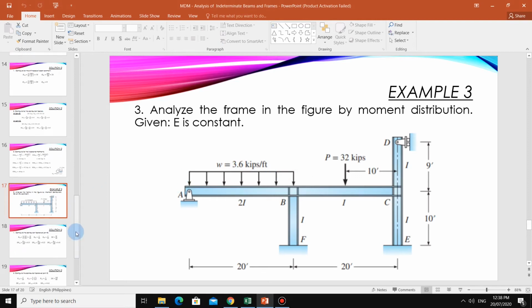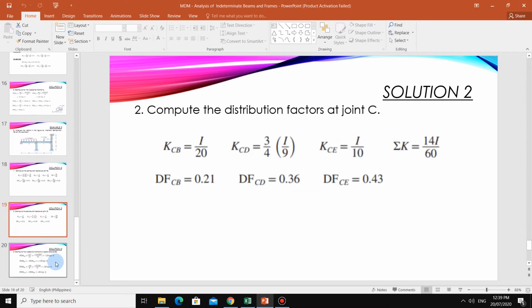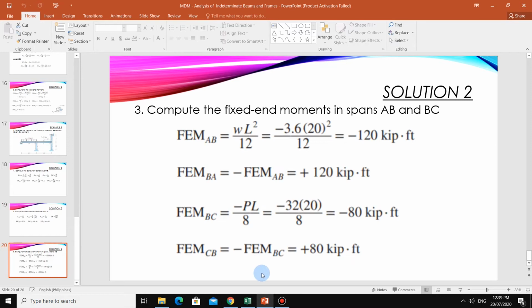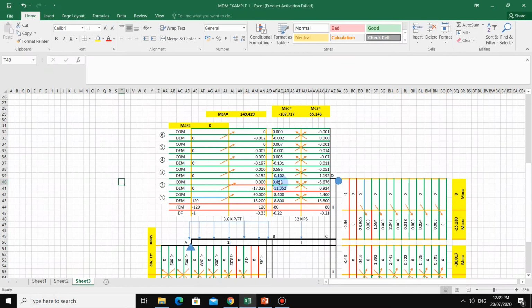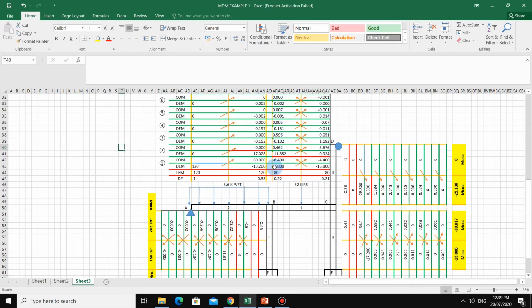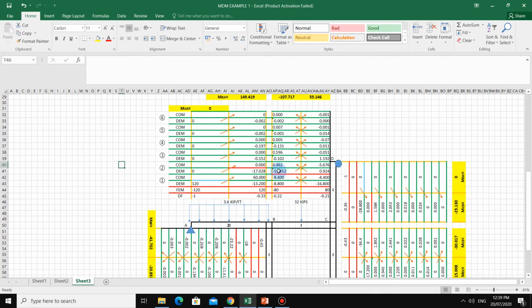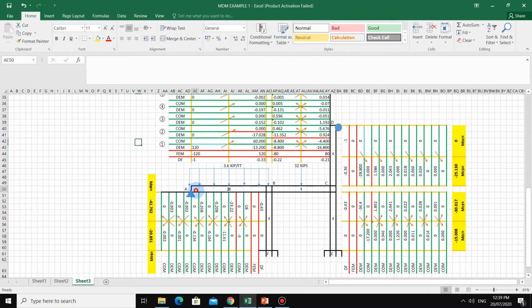Okay, so those are the DFs and EF, guys. So we'll proceed to our solution. So the Excel file. Okay, so again, I made an Excel file for us to have an easy solution. So remember, this is the frame.